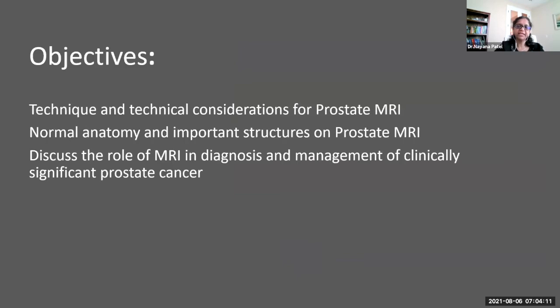The primary objectives of this talk are to give you the overview of the prostate MRI, discuss the technique and important technical considerations for prostate MR. We are going to review the normal anatomy and important anatomic structures that we can see on MRI. And then I'm going to focus more on how this MRI can be used and what its role is in the diagnosis and management of clinically significant prostate cancer.